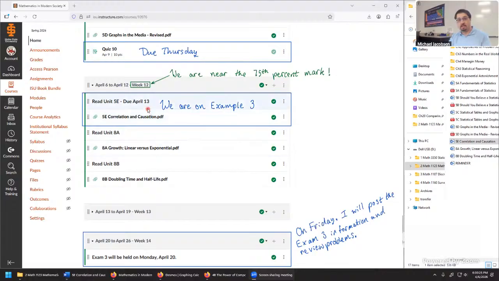We'll be finishing off our chapter on statistical reasoning and then moving into the next chapter on exponential growth and exponential decay.